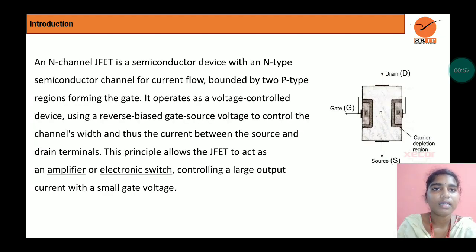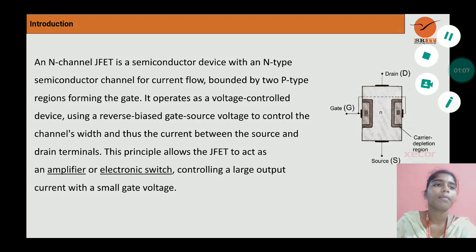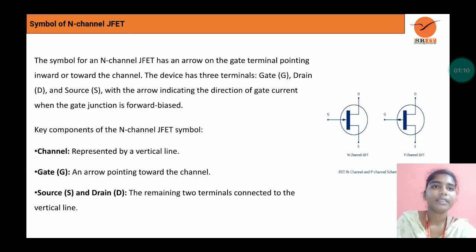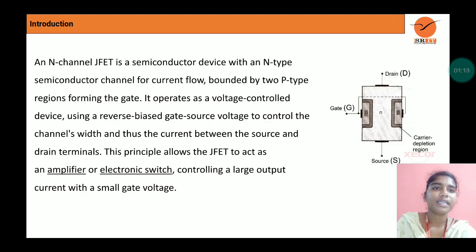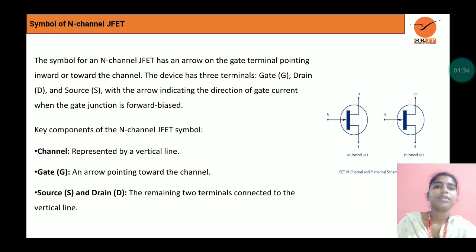Introduction. An N-channel JFET is a semiconductor device with an N-type semiconductor channel for current flow, bounded by two P-type regions forming the gate. It operates as a voltage controlled device, using a reverse biased gate-source voltage to control the channel's width and thus the current between the source and the drain terminals. This principle allows the JFET to act as an amplifier or electronic switch, controlling a large output current with a small gate voltage.